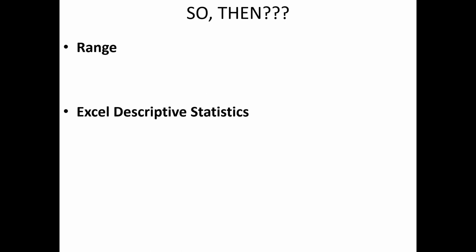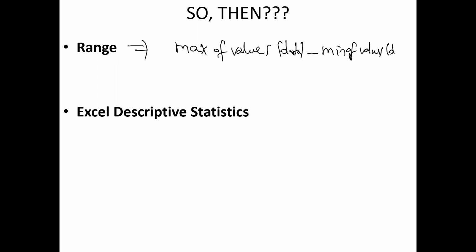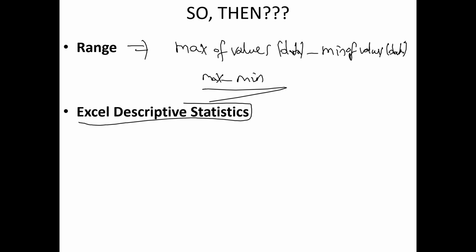The last thing is that we have the range. The range is the maximum of your data minus the minimum of values. So simply it is the max minus the min. That is the range. It shows the range of your values. We have Excel descriptive statistics that calculates all of it. Let me move to Excel and show how it works.